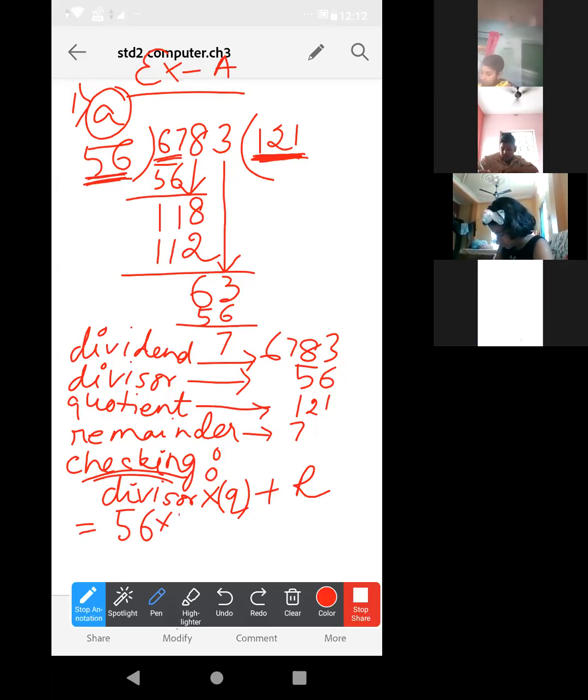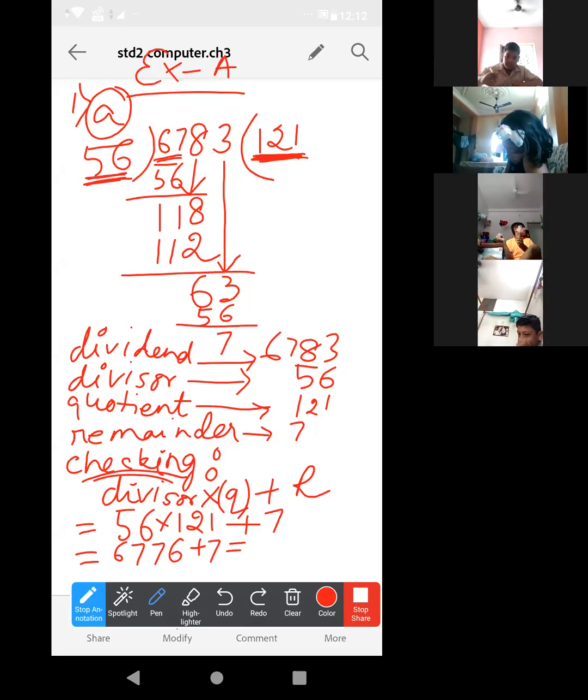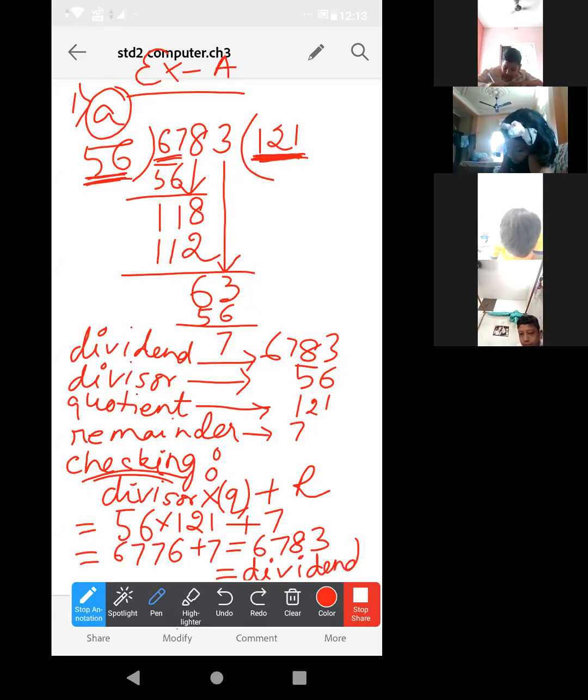Now just check whether the answer is coming or not. Do the multiplication of 56 and 121; the multiplication chapter has already been done, so do it yourself. I am just writing 6776 plus 7 in one line, as there is no space. Now look, this is the dividend, so it is coming. So the answer is correct.